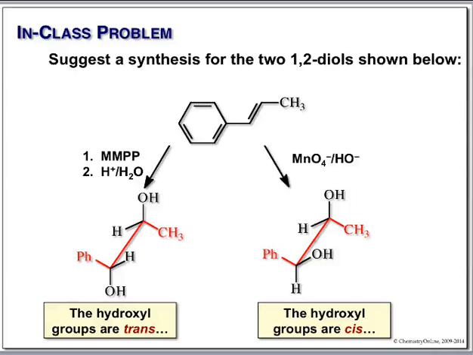Now this is a fairly sophisticated problem. This was actually on the final exam from the last time I taught Organic 2 at UIC. Any questions?